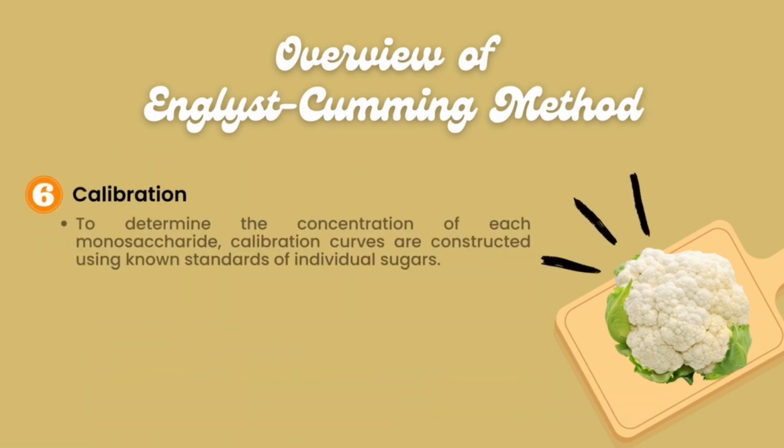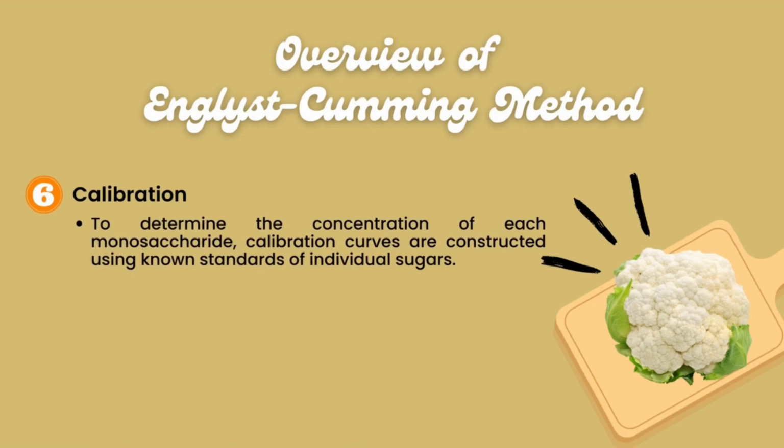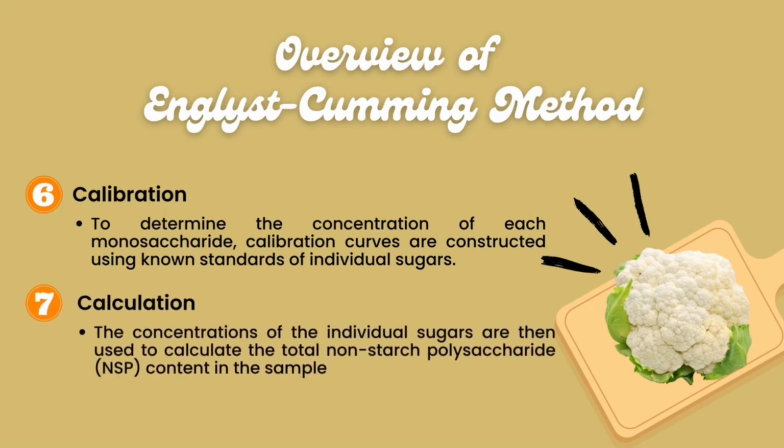Calibration. To determine the concentration of each monosaccharide, calibration curves are constructed using known standards of individual sugars. Last but not least, calculation. The concentrations of the individual sugars are then used to calculate the total non-starch polysaccharide content in the sample.